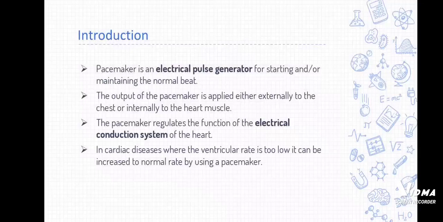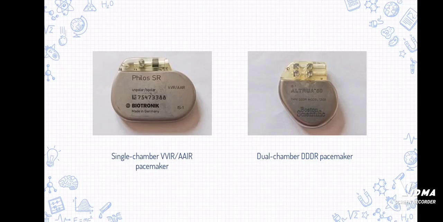Introduction. A device capable of generating artificial pacing impulses and delivering them to the heart is known as a pacemaker system, or pacemaker. It consists of a pulse generator and electrodes. In cardiac diseases, when the ventricular rate is too low, it can be increased to the normal rate by using a pacemaker.